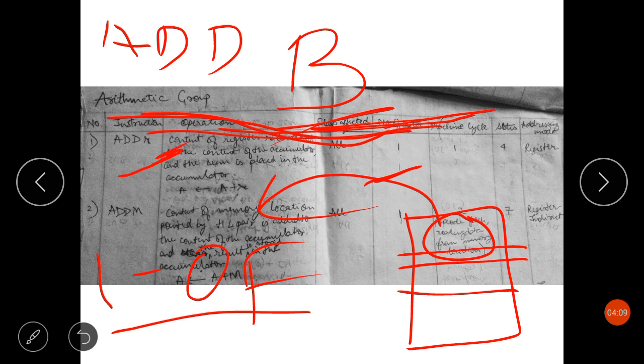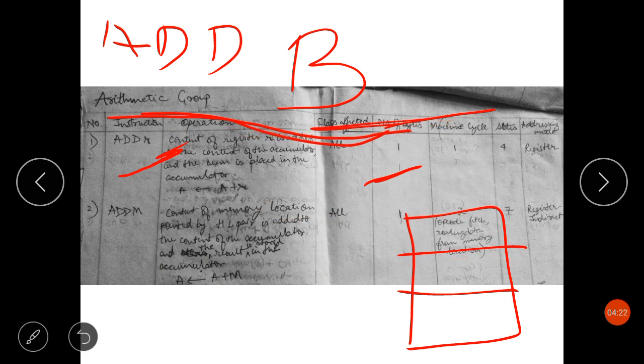Then number of T states. As the opcode fetch machine cycle has 4 T states, only 4 T states will be used for execution of this instruction. Now next, the addressing mode. As you can see in ADD R, or in the example ADD B, the operand is the content of registers. B is a register, and A, the accumulator, is also a register. So the addressing mode will be register addressing mode.